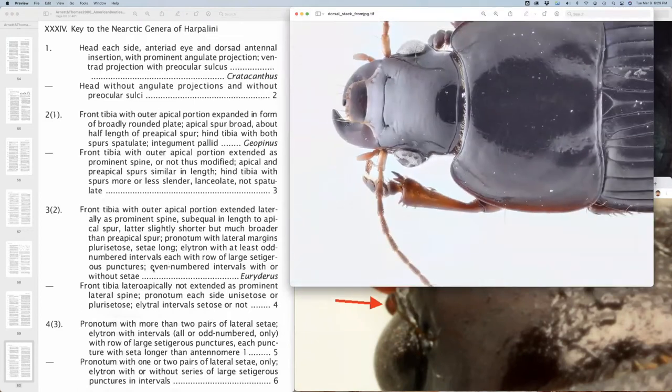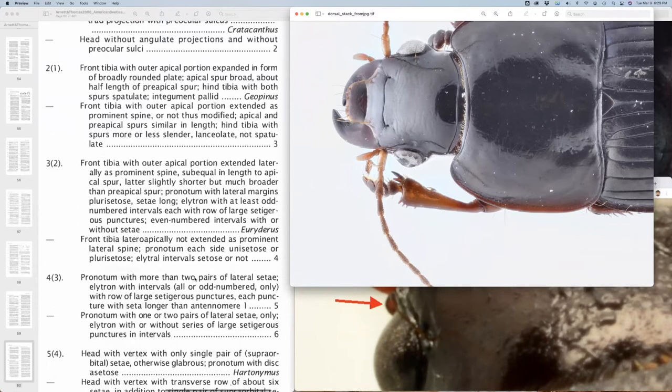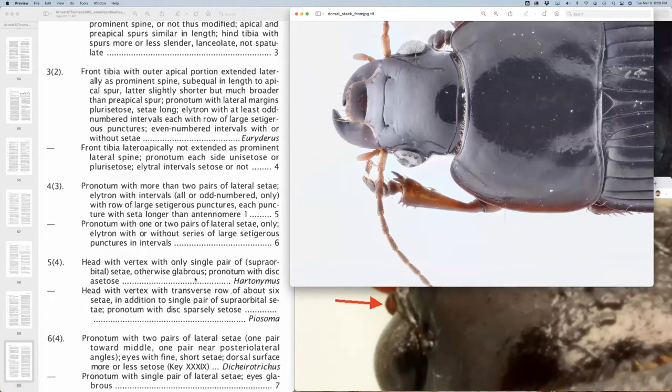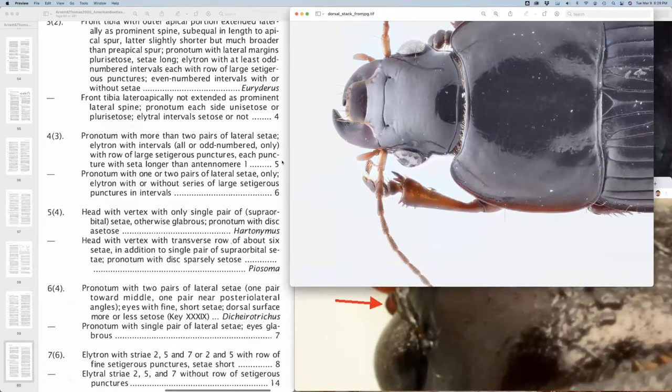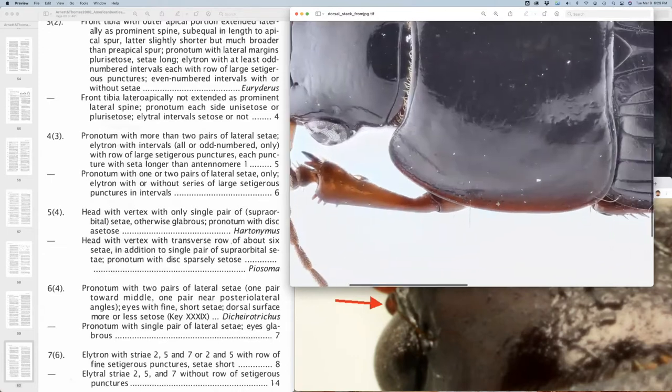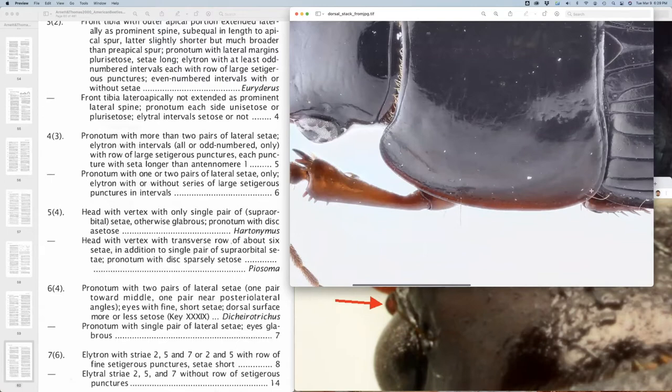Couplets two and three ask us about the front tibia, whether or not they're expanded. And this isn't really anything special. So we can keep moving on down to four. And here we start seeing some more division. Pronotum with more than two pairs of lateral setae, or pronotum with one or two pairs of lateral setae only. Okay, so I could come here real quick and say, oh, maybe one, two, great. Certainly no more than two, right? So we can go now to six.